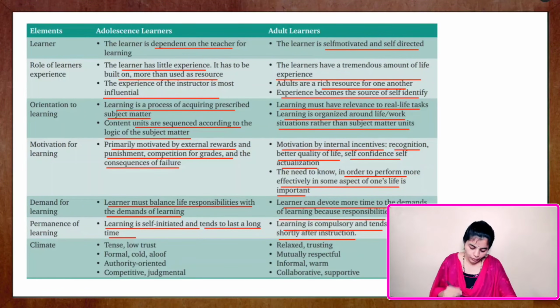Speaking about the nature of adolescent learners, they are tensed and low trust, whereas adult learners are relaxed and trusting. They are formal, cold, and aloof, whereas adult learners are mutually respectful. Adolescent learners are authority oriented, adult learners are informal and warm. Adolescent learners are competitive and judgmental. Adult learners are collaborative and supportive.